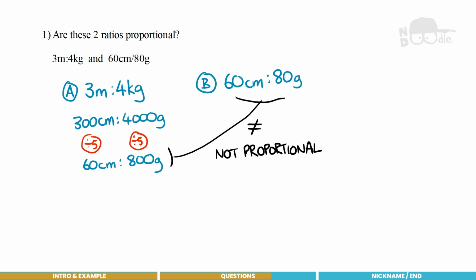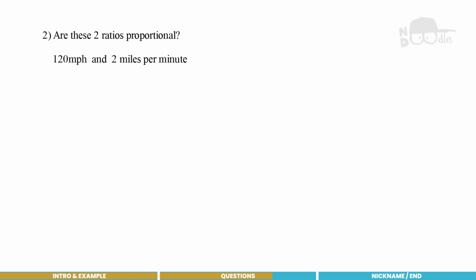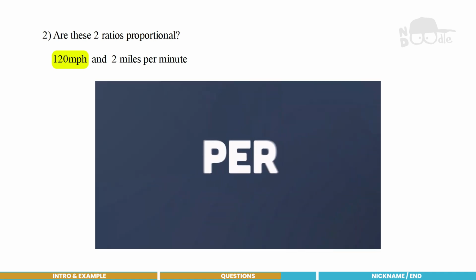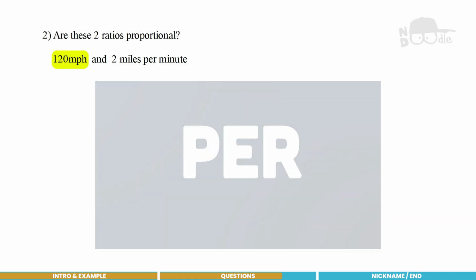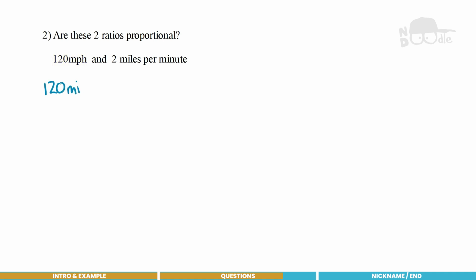Let's move on to question 2. I'll try this one in fraction format. A key to this is recognising that 120 miles per hour is indeed a ratio. It is 120 miles per 1 hour. I've got a great video on the word per, by the way. Check it out in the description. So we can write it as a fraction like this.